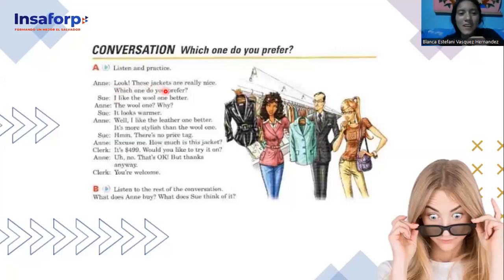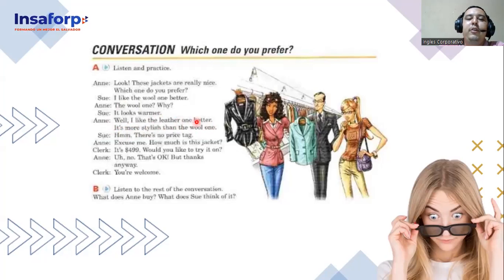Look, these jackets are really nice. Which one do you prefer? I like the wool one better. The wool one, why? It looks warmer. Well, I like the leather one better.